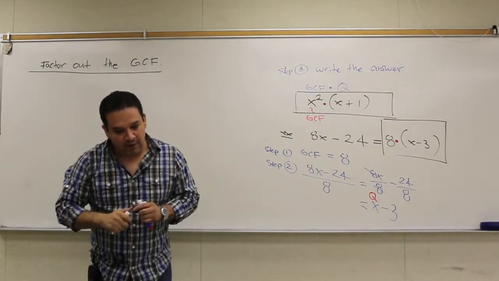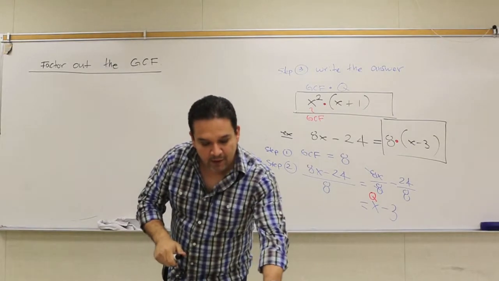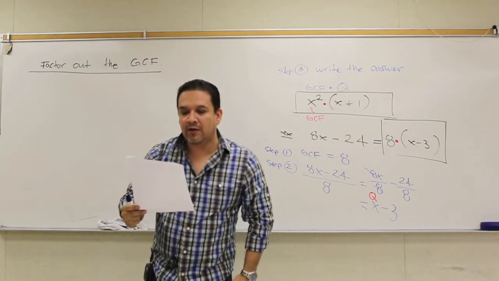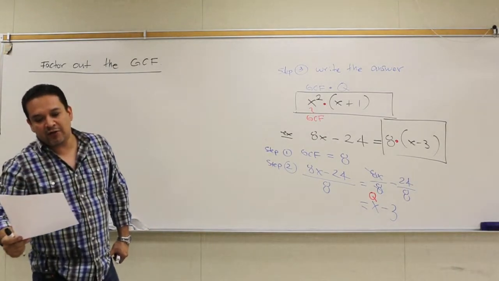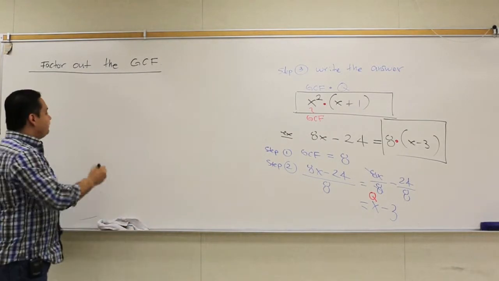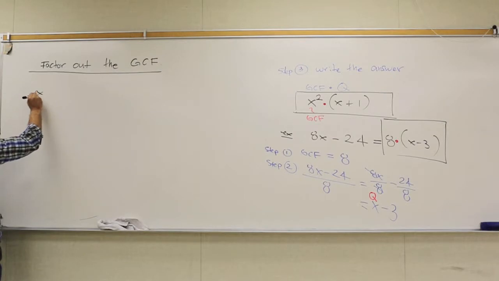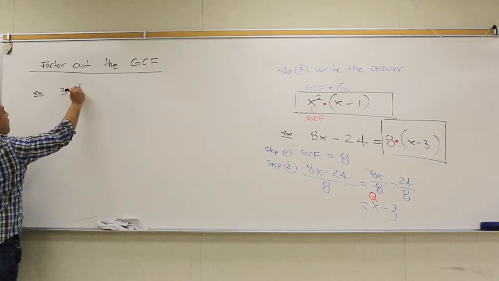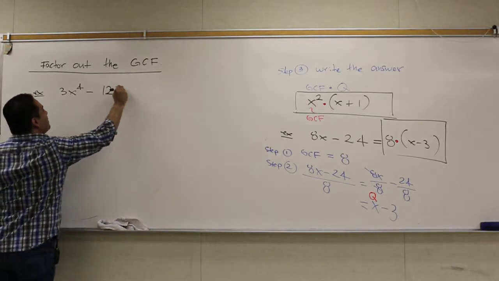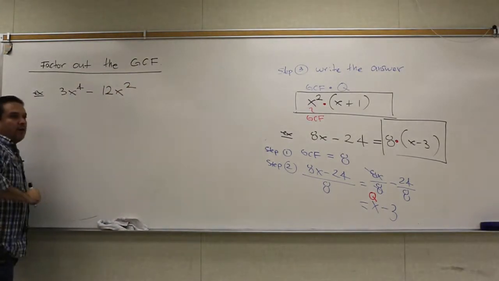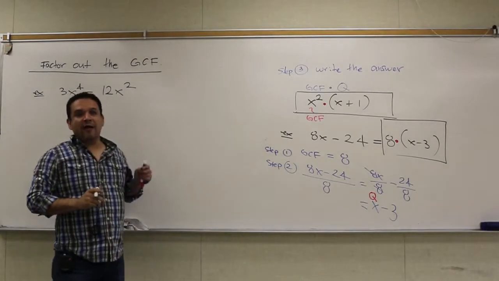So let's see. Let's give you guys some more to do. A handout. This is called factoring, greatest common factor and by grouping. So here's what I'm going to do. Let's try this. 3x to the fourth minus what? 12x squared. You're factoring out the greatest common factor.